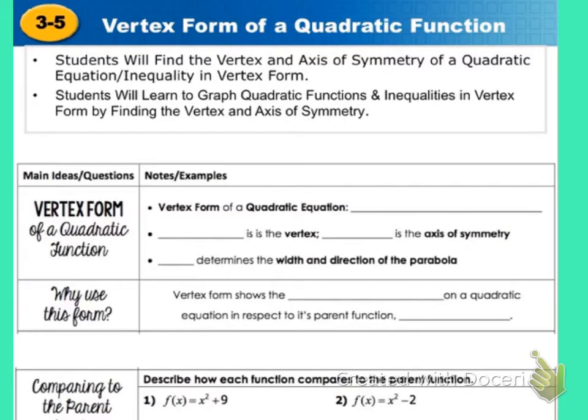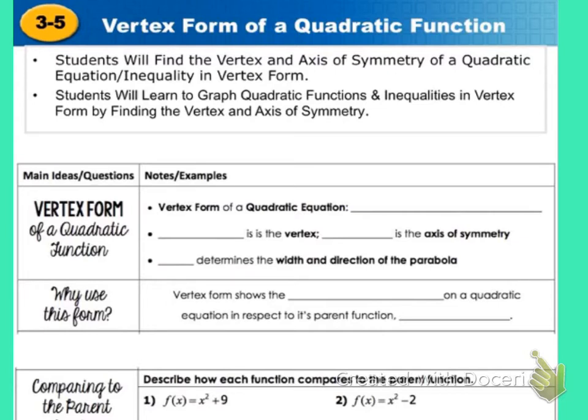We're going to find the vertex and axis of symmetry of a quadratic equation or inequality, but this time we're going to find it from vertex form. So we're going to look at what vertex form is and how we can find those exact same things, but when the function is written in a little different form. And we're also going to learn to graph quadratic functions and inequalities in vertex form by finding the vertex and the axis of symmetry. So we're going to learn how to actually graph them, not just find them, but use them to actually graph the functions.